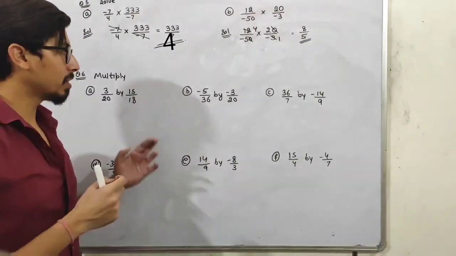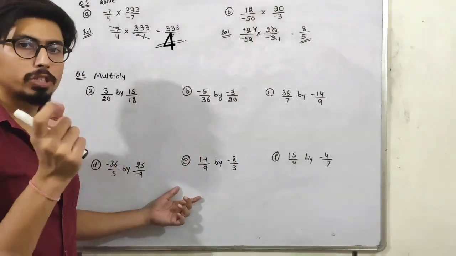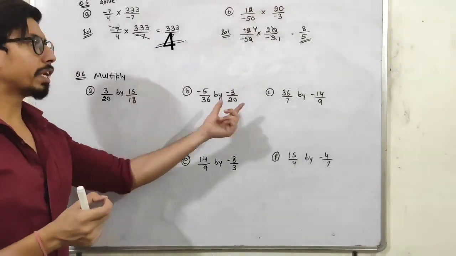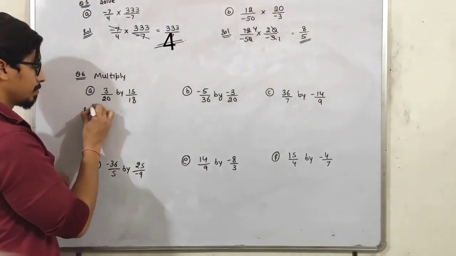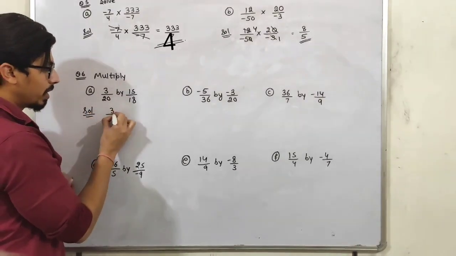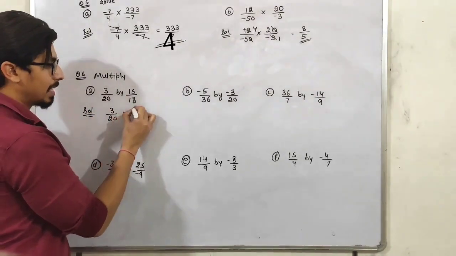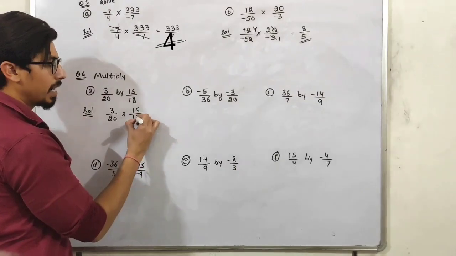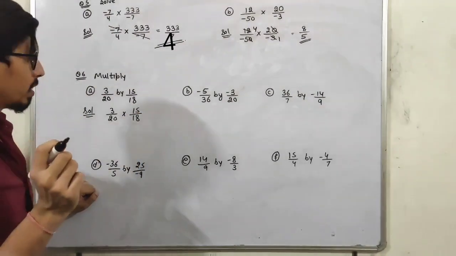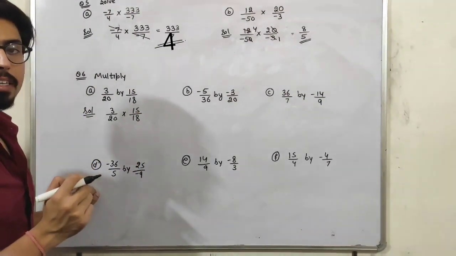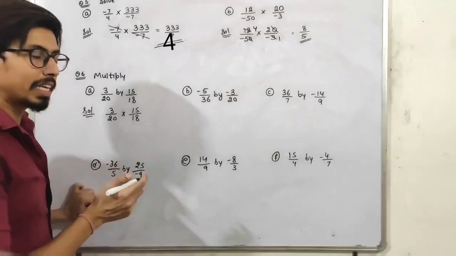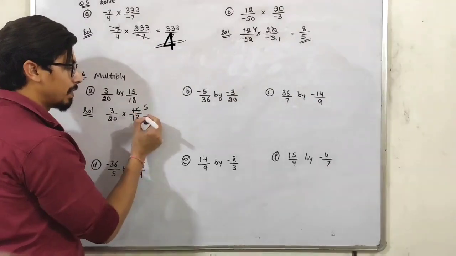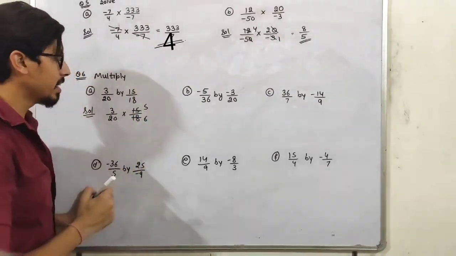In each of these 6 parts, we have to just multiply the two rational numbers. Okay students, so the first part is 3 by 20 multiplied by 15 by 18. See students, we know that 3 5s are 15 and 3 6s are 18.